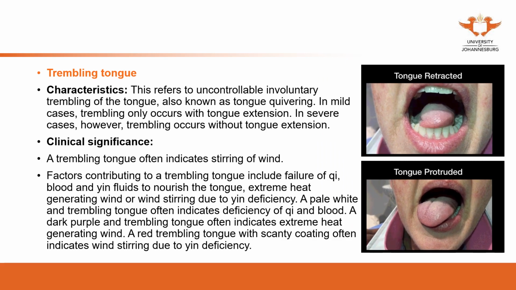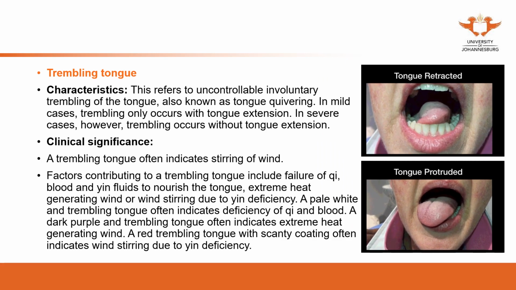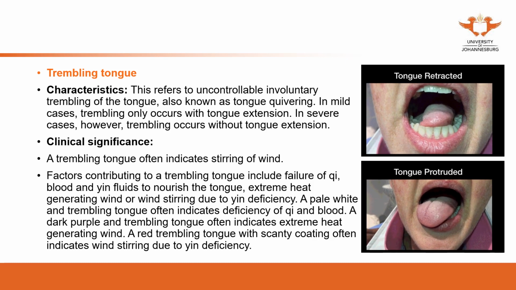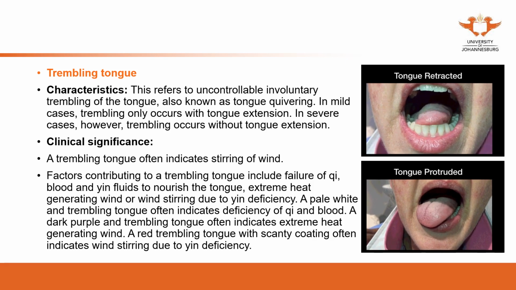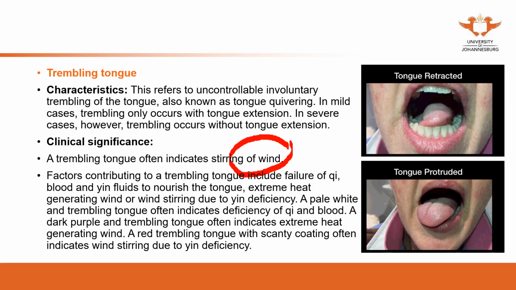Trembling tongue. The trembling tongue is, firstly, an uncontrollable involuntary trembling. That's the image, the tongue trembling. What's the cause? Before we go to the details, the first impression when you see this tongue, you need to think that something is moving. What's moving is the wind. So trembling is the wind. Then you're going to think about the causes of the internal wind.